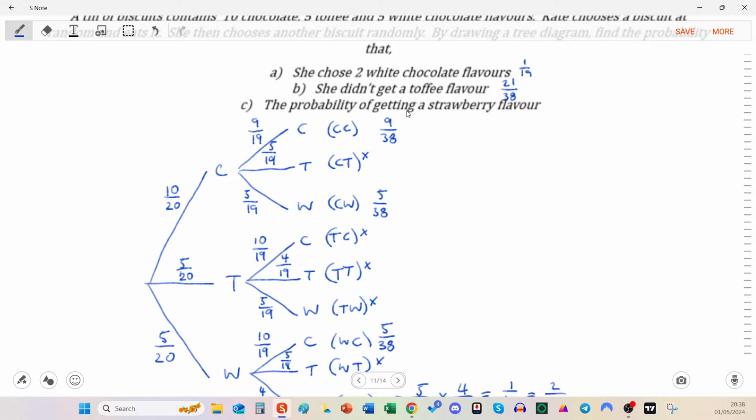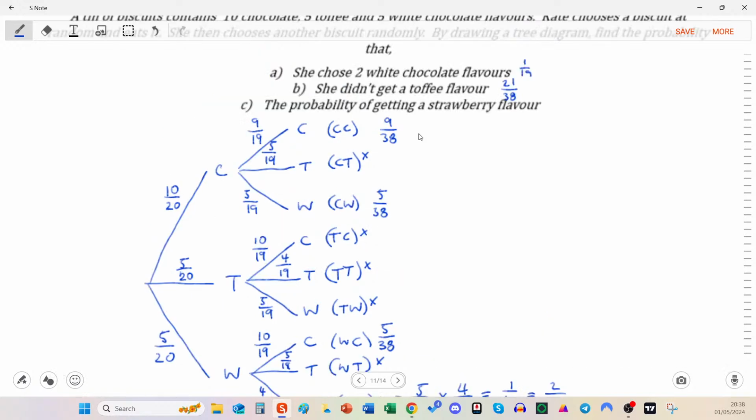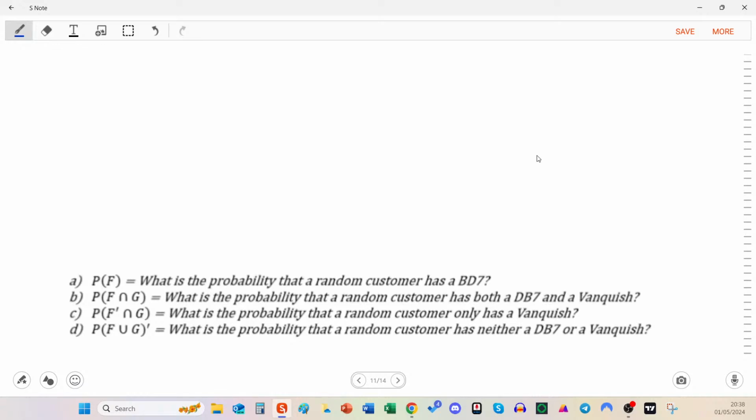So the probability of getting strawberry flavor, what? Yeah, no, I had to double check there. Sometimes they'll get you. There is no strawberry at all, so you're going to just write 0. Sometimes it is 0. Be brave. Don't think the question's wrong. It's impossible to get strawberry if there's no strawberry there.